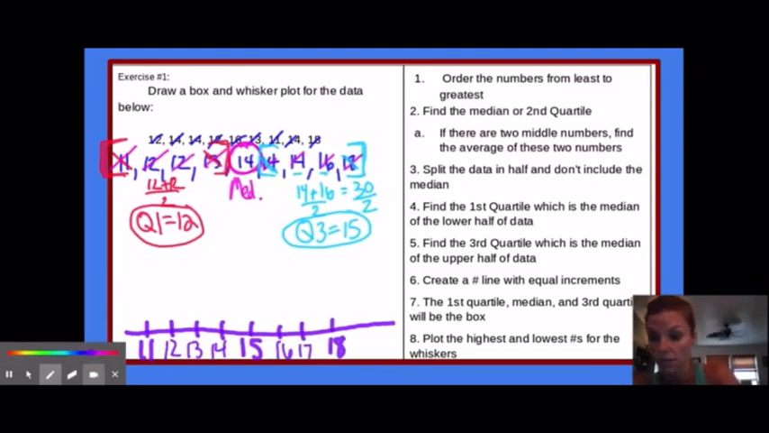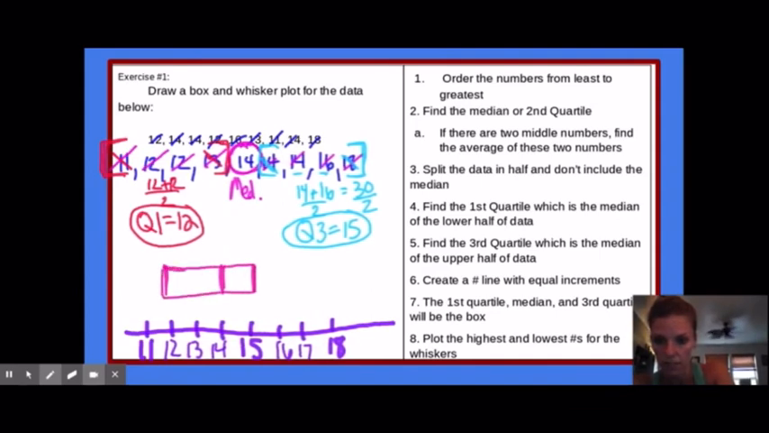Now here's how it works. I am going to take quartile 1, and above it, not on the number line, but above it, I'm going to do a little vertical line at quartile 1. So quartile 1 is 12. There it is. My median gets a little vertical line too, so that's 14. And quartile 3, which is 15, gets a little line. And those create the box. There it is. Okay.